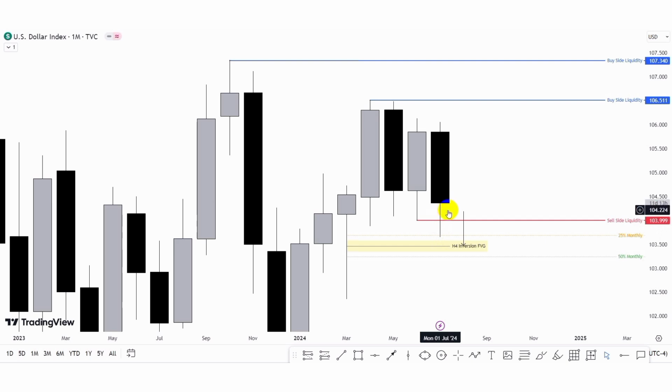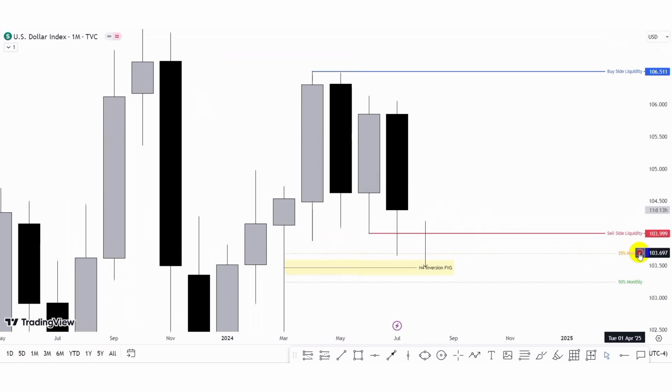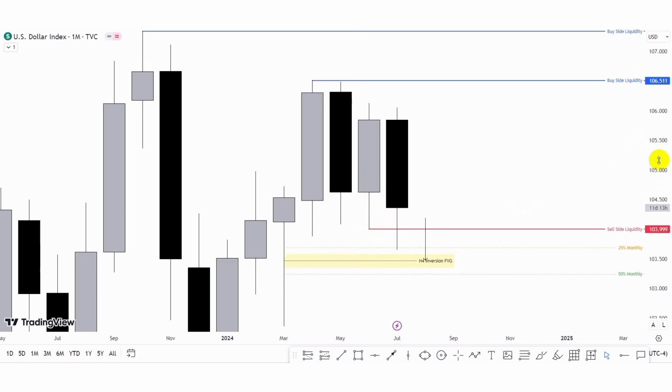And then when we actually dropped to the 4-hour time frame, we actually saw an inversion fair value gap at this particular price zone. So we expected to see rejection at the 25% of the monthly zone, or we want to see rejection at this 4-hour inversion fair value gap. And then we see price close for the week with a bullish market movement to the upside after sweeping the previous month's low points. So guys, let's drop to the weekly time frame.